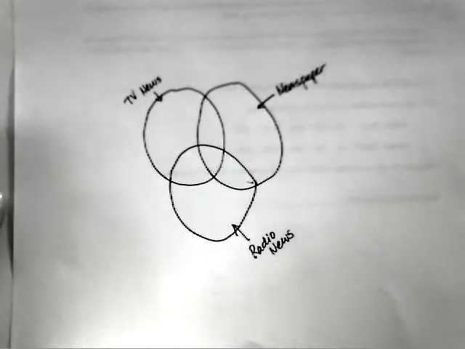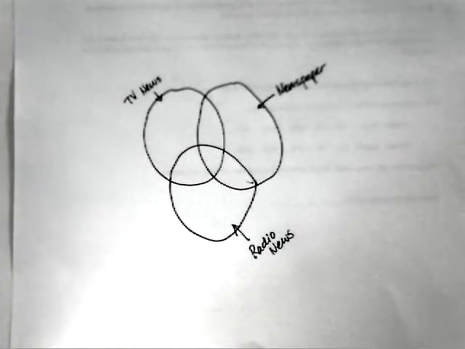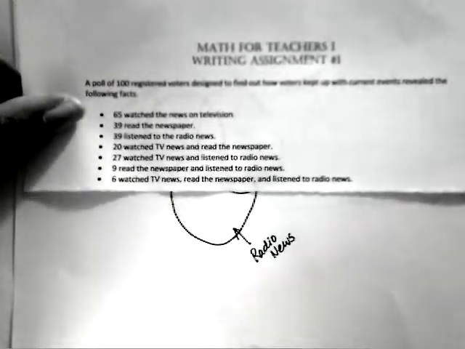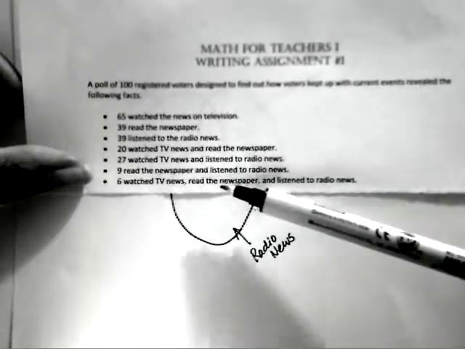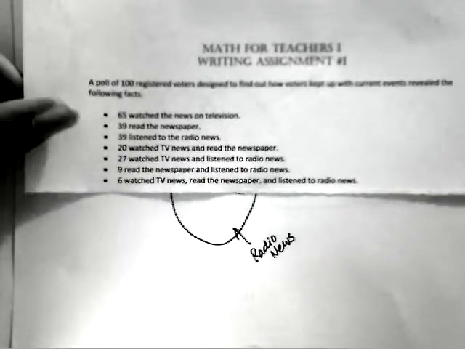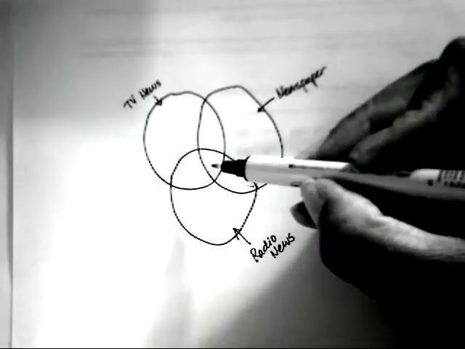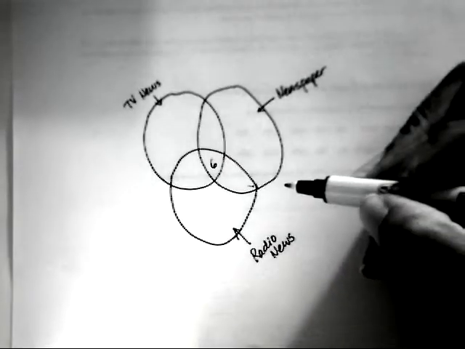Okay, now to fill in the numbers that are in these particular spaces here, we need to start from the bottom and go backward. That's one of our strategies for problem solving, is working backwards. We're going to work backwards here. We're going to start with 6 watch TV news, read the newspaper, listen to radio news. The intersection of those 3 circles is this one right here, this space. So that 6 will go here.